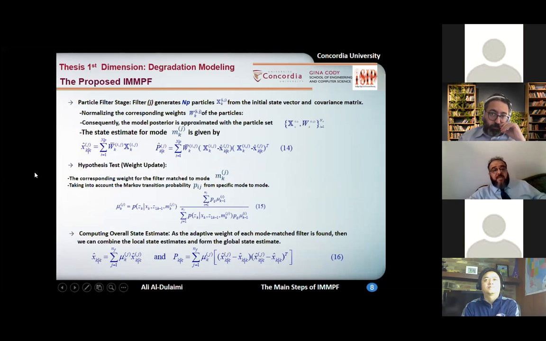Then we will update the weight by taking into account the Markov transition probability from one mode to the other one, and give the adaptive weight of each matched filter. As the adaptive weight of each mode matched filter is found, we can combine the local state estimates and form the global state estimate based on equation 16.